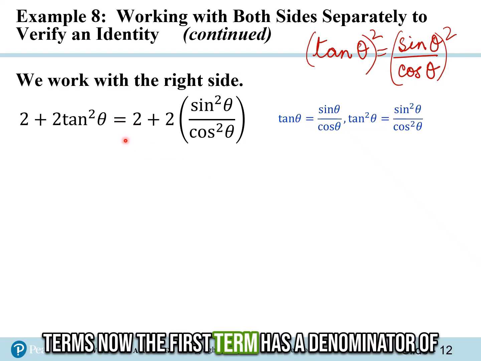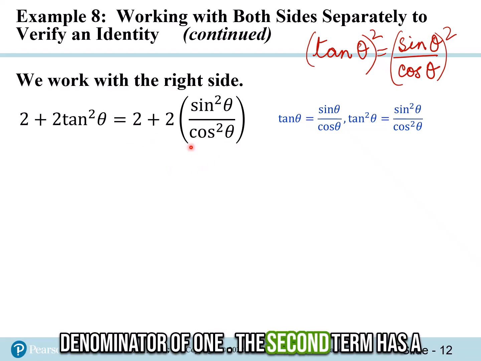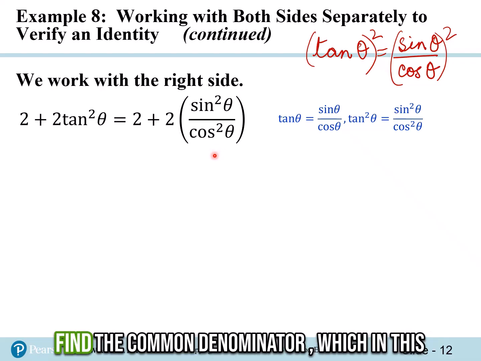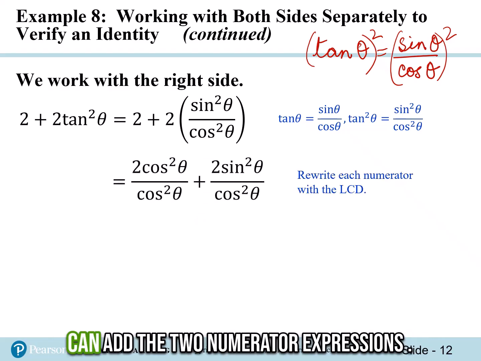Now, the first term has a denominator of 1. That's why it's not visible. It has a denominator of 1. The second term has a denominator of cos squared theta. We have to find the common denominator, which in this case would be cos squared theta, and then we can add the two numerator expressions.